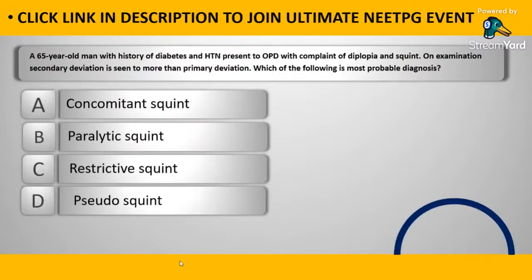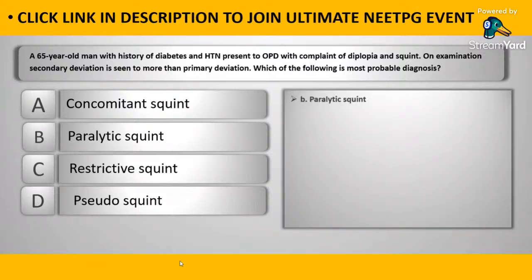A 65-year-old man with a history of diabetes and hypertension presents to OPD with complaint of diplopia and squint. On examination, secondary deviation is seen to be more than primary deviation. Which of the following is the most probable diagnosis? A. Concomitant squint. B. Paralytic squint. C. Restrictive squint. And D. Pseudo squint. The correct option here is paralytic squint.